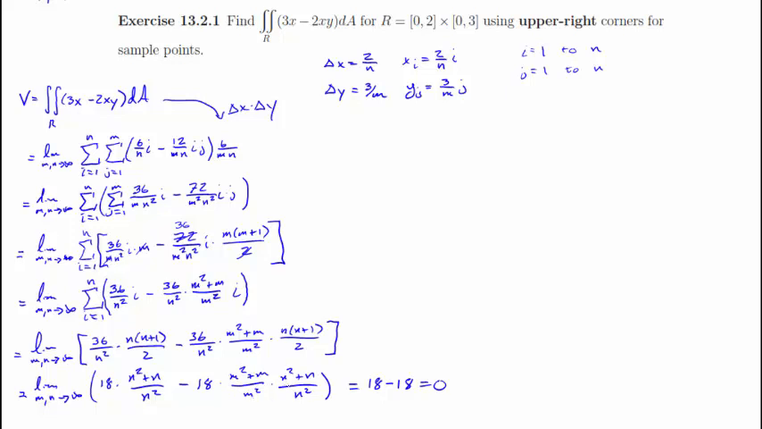And so when we take the limit as m and n go to infinity, we can see that the n squared plus n over n squared is going to go to 1, the m squared plus m over m squared goes to 1, and the n squared plus n over n squared also goes to 1. Also, these 18s came from reducing the 36 and the 2. And so we get 18 minus 18 equals 0. What this is saying is that we have a positive volume above the xy plane and a negative volume below the xy plane that are equivalent and cancel each other out in this case.